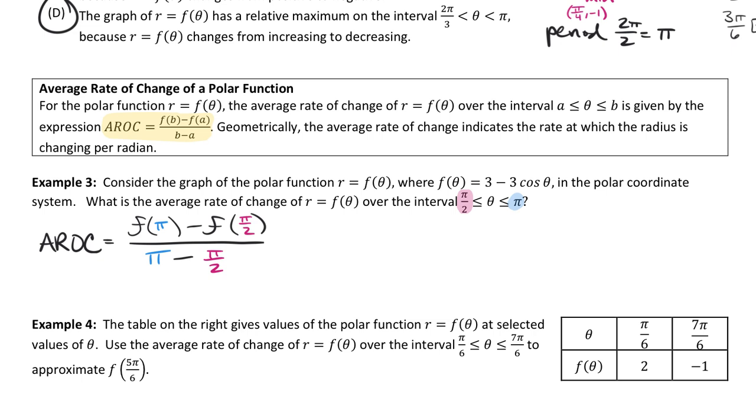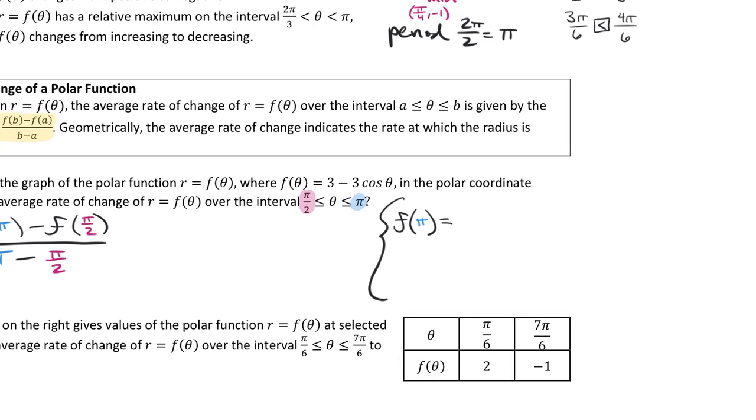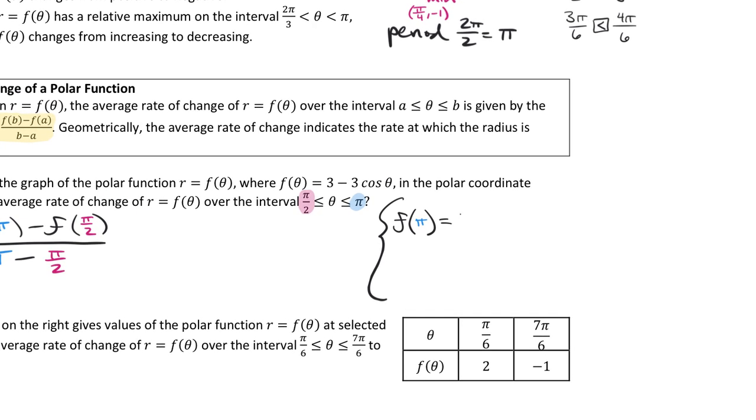To make this easier on ourselves, we're going to do a little sidebar. We're going to figure out what f of pi is on the side so we don't have messy algebra over here. Which means I'm going to take the number pi and plug it into the function. 3 minus 3 cosine of pi. Aren't you glad I asked the questions I asked at the door? What is the cosine of pi? Negative 1. What is negative 3 times negative 1? 3. So that means this evaluates to 6.